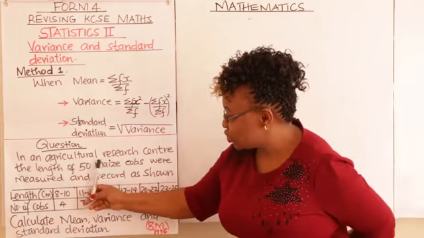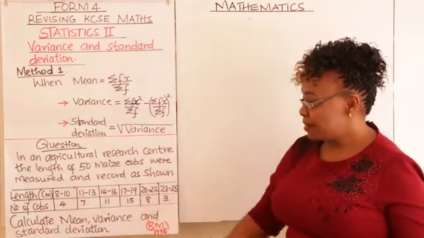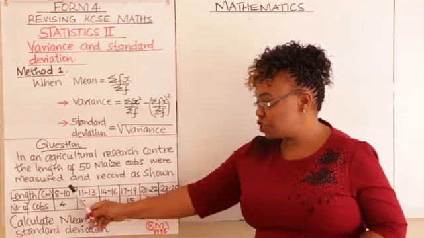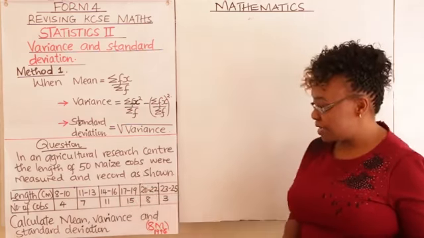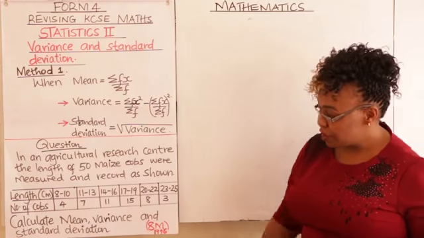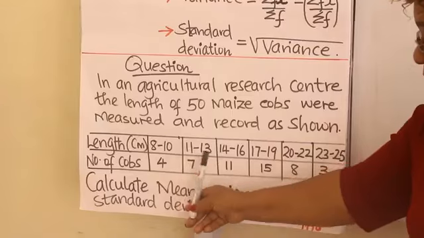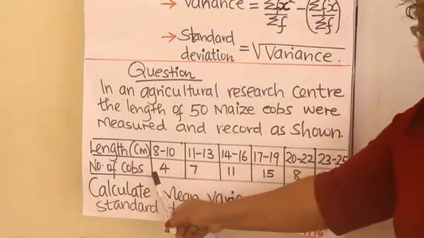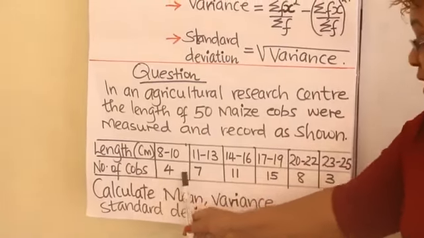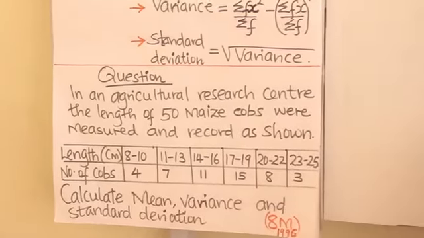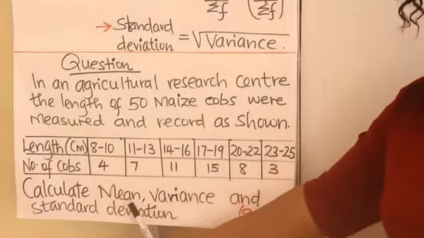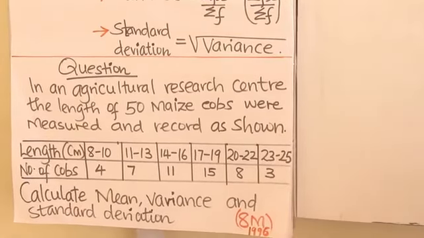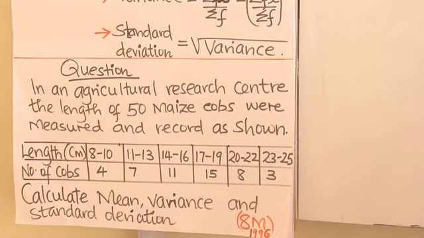In an agricultural research center, the length of 50 maize cobs were measured and recorded as shown below. So you have the table there, the length in centimeters of those maize cobs, and the number of cobs, in other words the frequency, 4, 7, and so on. The question is, calculate the mean, variance, and standard deviation.